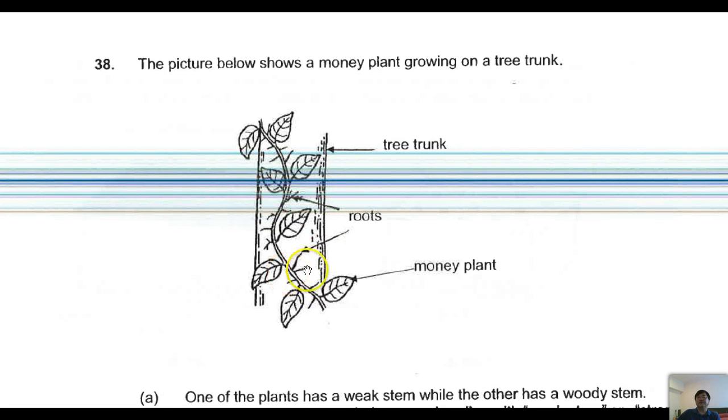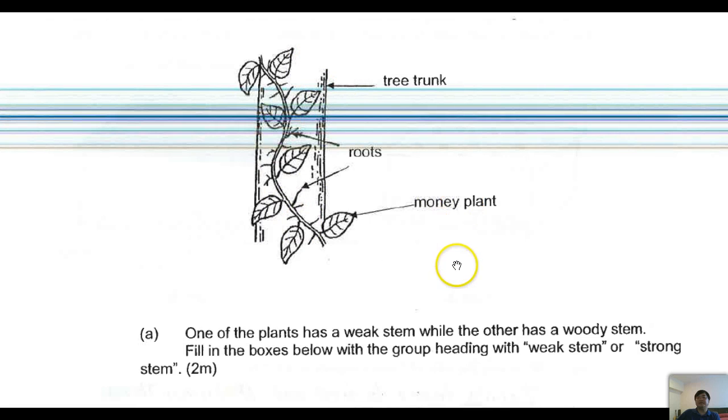Over here, plant, you can see this creeper. This plant is just climbing on the tree trunk. Okay, even its roots are popping up. Right, the roots are here. This is a complete plant itself. The other tree trunk is another plant. Okay, this is a money plant.